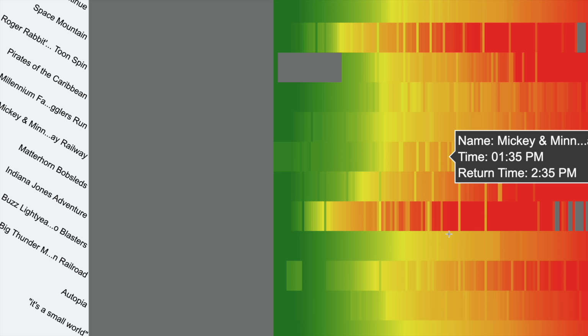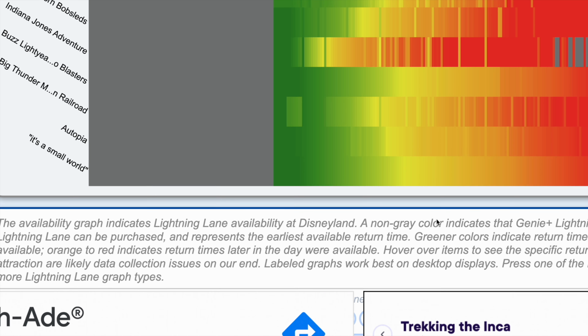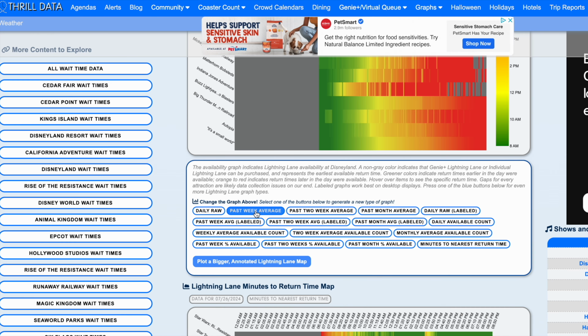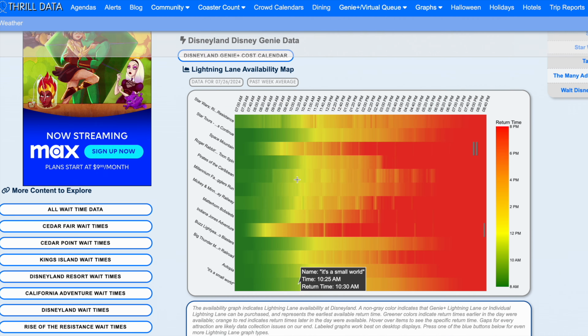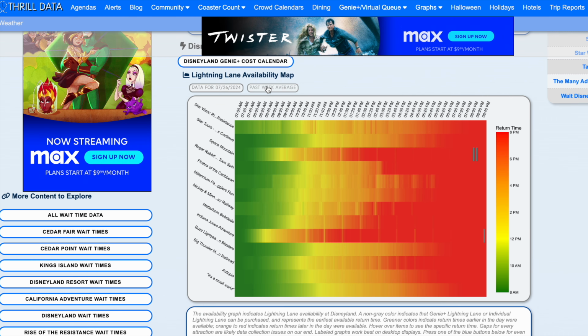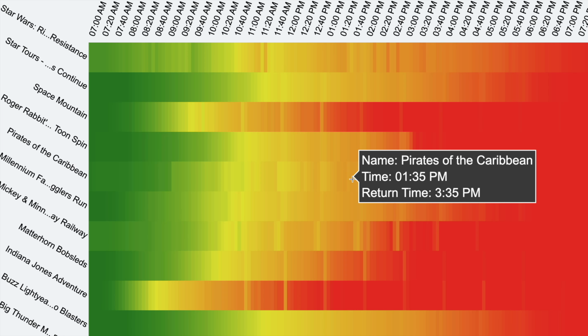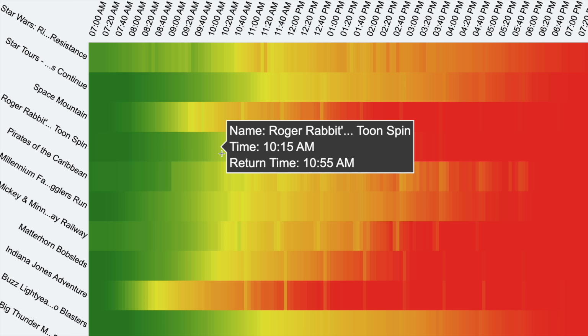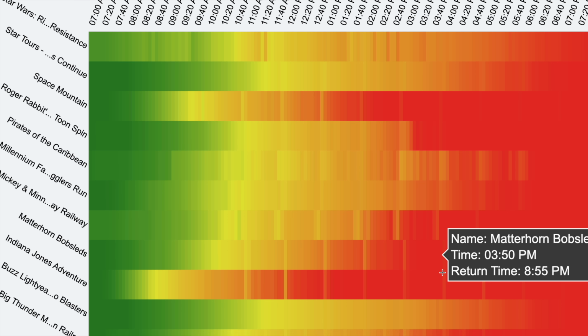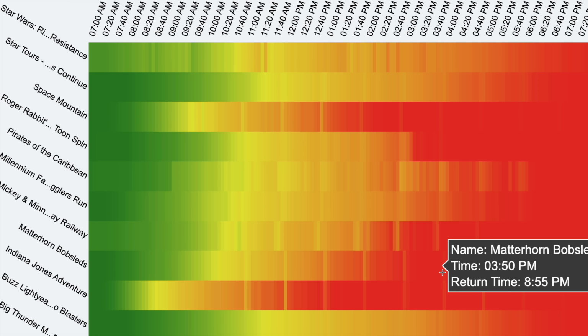Now, what I also like to do, instead of just looking at one day's worth, let's zoom back out, we can actually look at the past week on average. And I like that better because now when we scroll up, it's saying this data is for the past week. So let's zoom back in, because Roger Rabbit's was actually a little bit off yesterday. I like to see the week at a time to give me a better idea. And I actually don't look at this data too far out for my trip. I'll look at it today, but then I'll also look at it again, even just the night before I go, to see if there's anything weird going on.